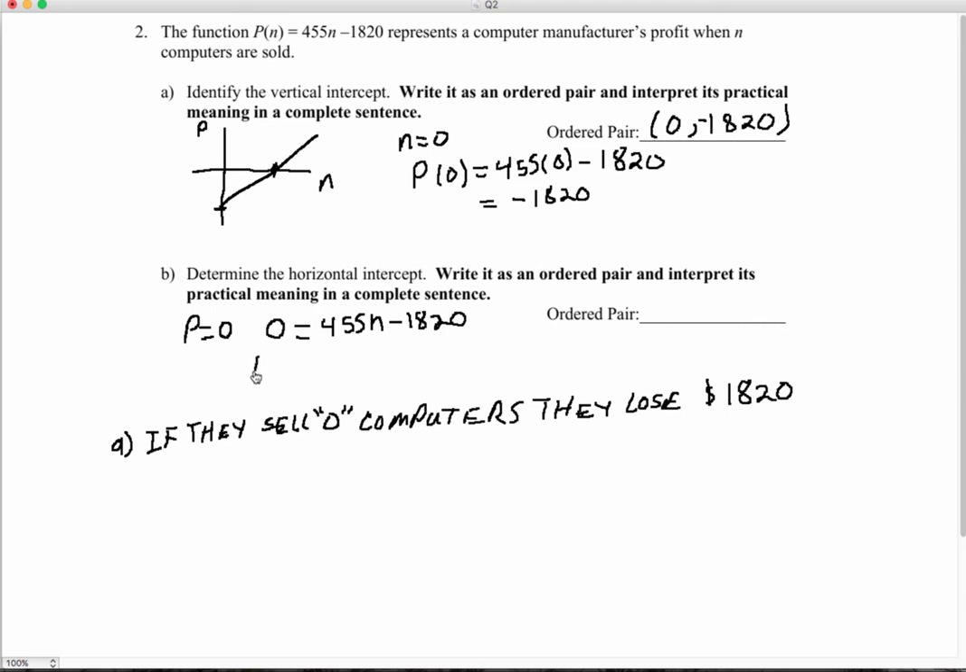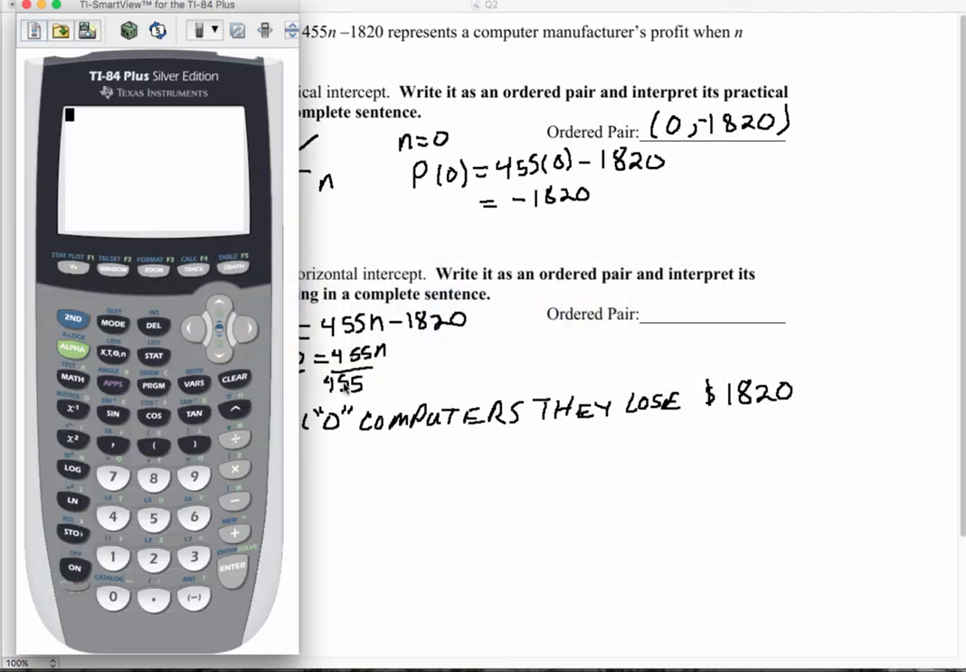We'll do that by saying 1,820 is equal to 455n, or dividing both sides by 455. I think I'll go ahead and do that on my calculator. So let's get the calculator up here. So let's take 1,820 and divide that by 455, and we get back 4.